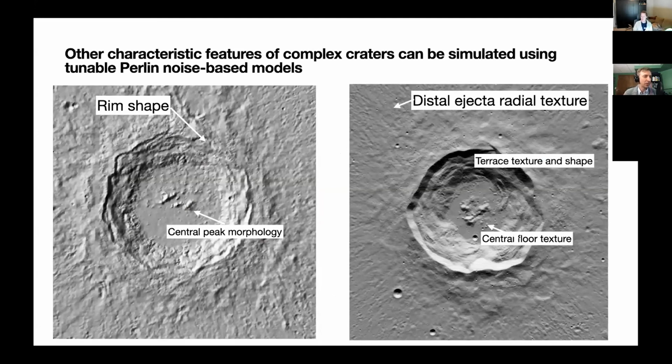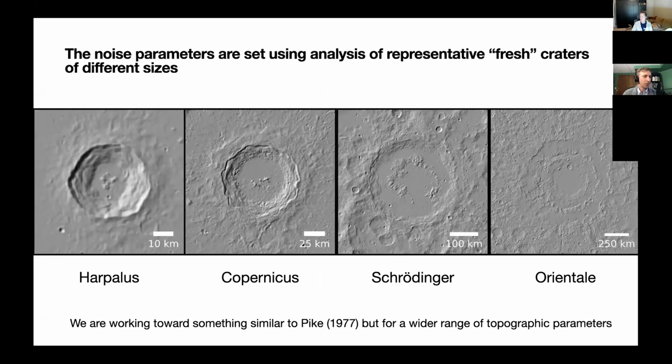But there are a lot of other parameters at work here: the rim shape, the scalloped rim shape, the terraces, the central floor texture, the central peaks. It turns out that with a few tweaks, you can model all these things really well with a Perlin noise-based approach. So what we're doing right now is looking through a representative example of the freshest big craters, which are not always easy to pull out. Here are some of our test craters at different scales: Harpalus, near a transition size, Copernicus, Schrödinger, Oriental.